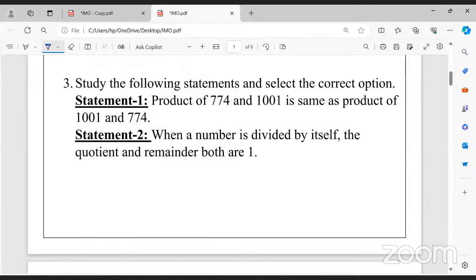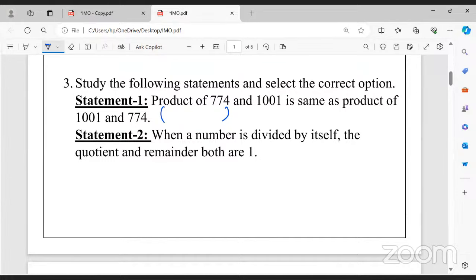Study the following statements and select the correct option. Statement 1: the product of 774 and 1001 is the same as the product of 1001 and 774. Just tell me whether this statement is true or false. Is it correct? Yes, it is correct. Very good. That means you understood the order property of multiplication. True. Very good.